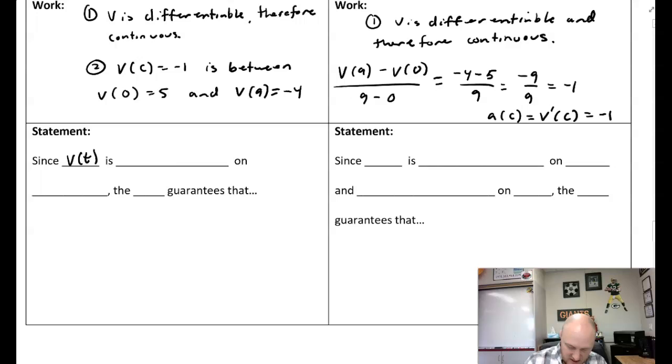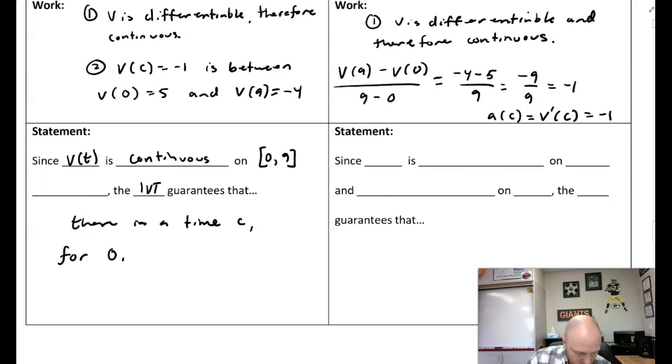Since v of t is continuous on 0 to 9, the IVT guarantees that there is a time c for 0 is less than c, which is less than 9, such that v of c is equal to -1.